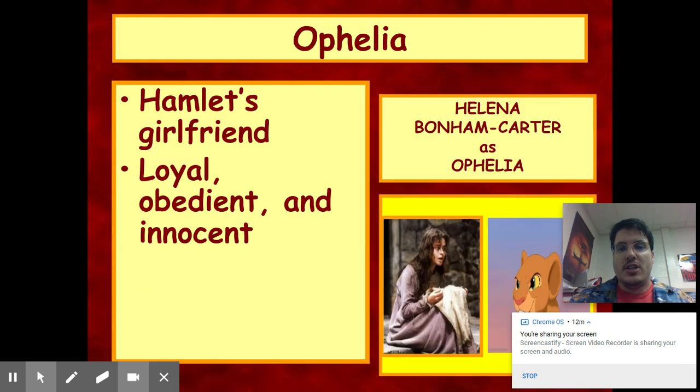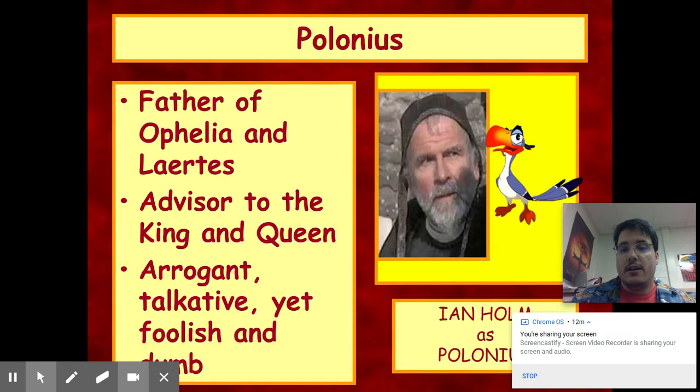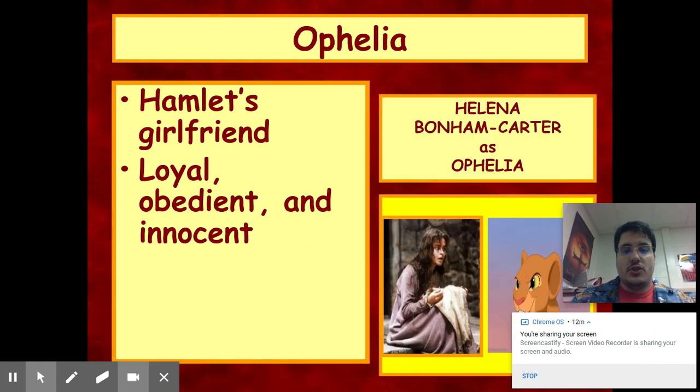Ophelia, she is the daughter. Now, here's where it gets weird for The Lion King. This would be Nala in The Lion King, but in the play Hamlet, she is actually the daughter of this guy, right here, Zazu. So she is the daughter to the king's advisor. She is Hamlet's girlfriend. She's incredibly loyal, incredibly obedient, and incredibly innocent. And that's all I'll say about her. I don't want to ruin anything.